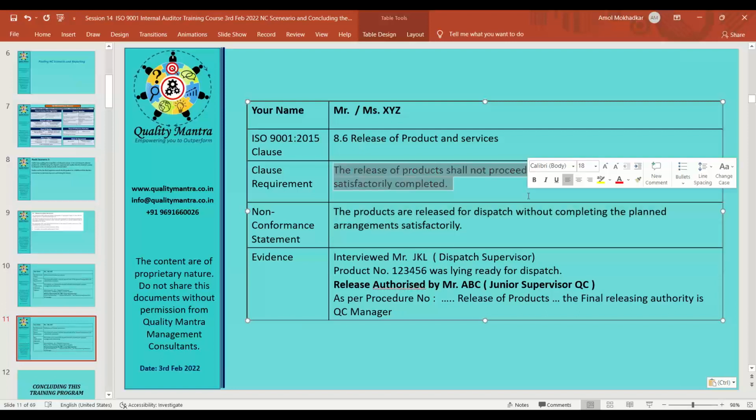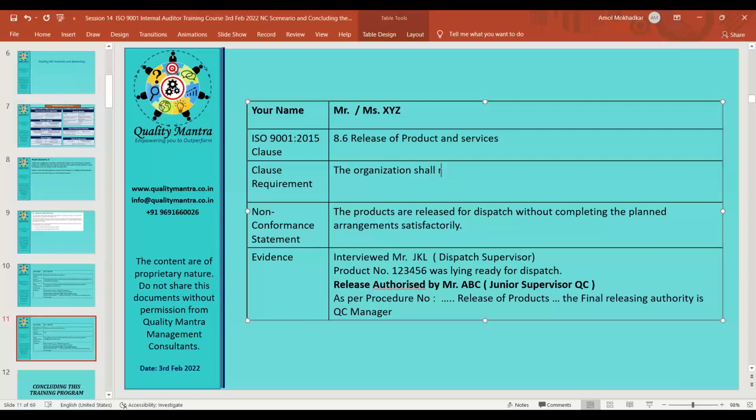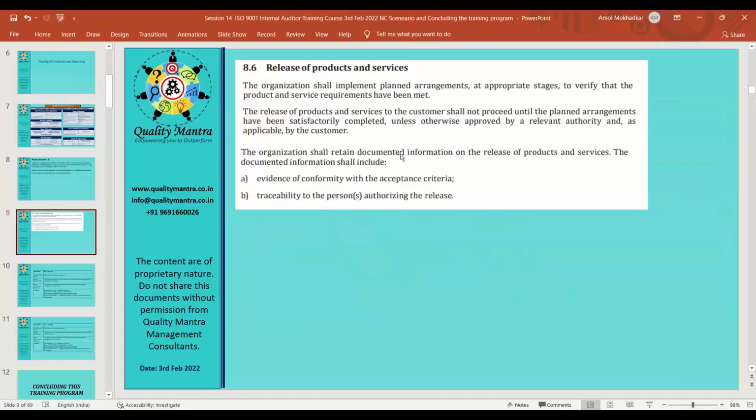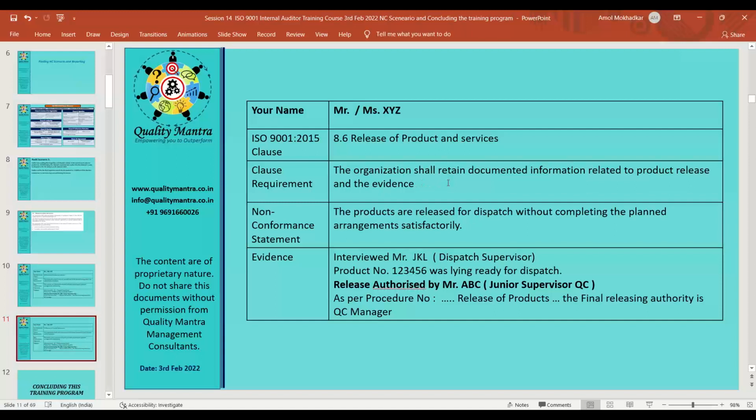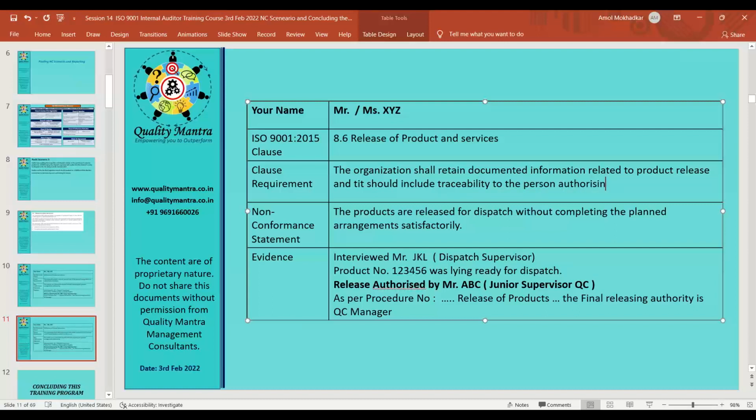So the requirement is that the organization shall retain documented information related to product release, and it should include traceability to the person authorizing the release, है ना. The organization shall retain documented information related to product release and it should include traceability to the person authorizing the release. That is what requirement is there.